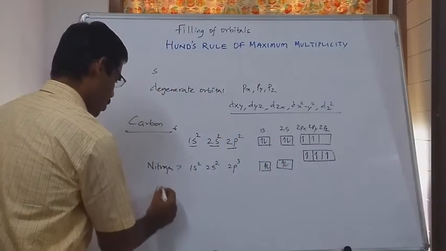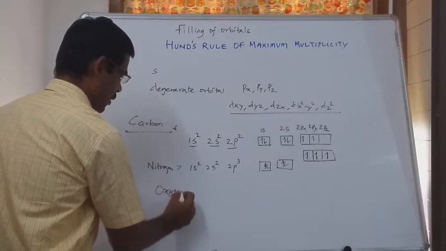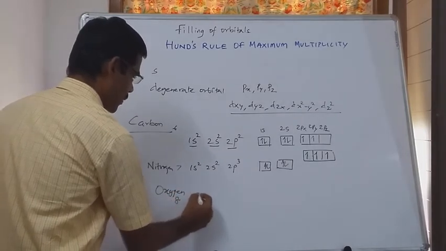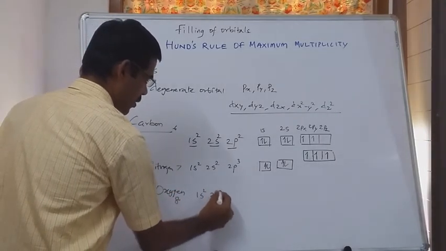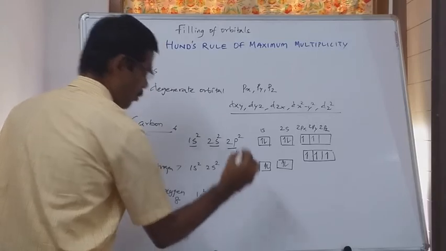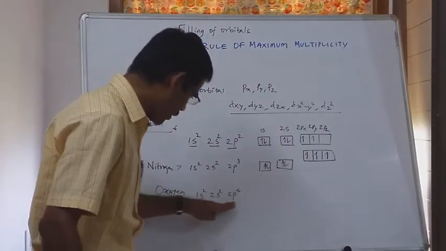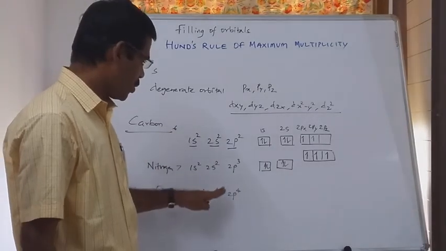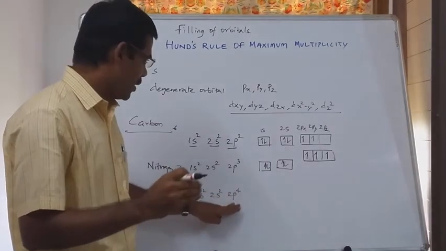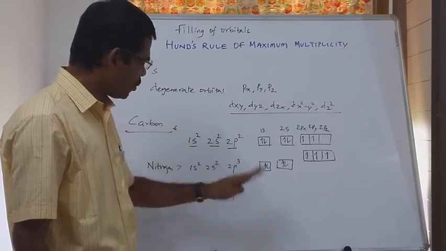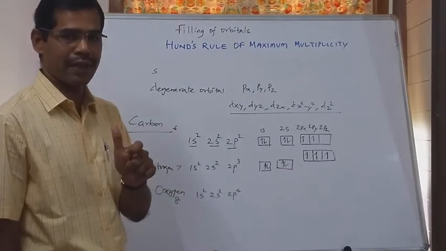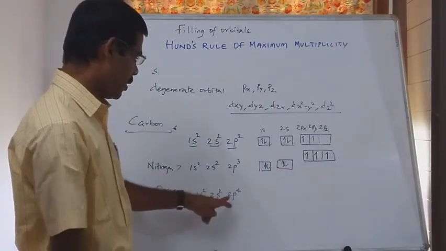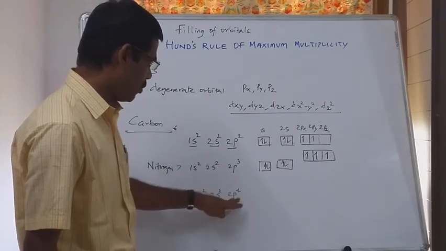Now comes oxygen. Atomic number for oxygen is 8. See, 1s2, 2s2, 2p4. How to write the electronic configuration? Again, we have a separate video for that. If you need to know about those, you can watch it. In that case, you will have a better understanding regarding how to write the electronic configuration. Now, let me see how to fill this one.